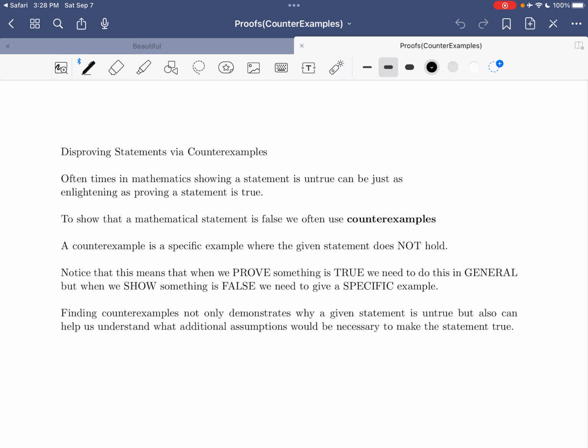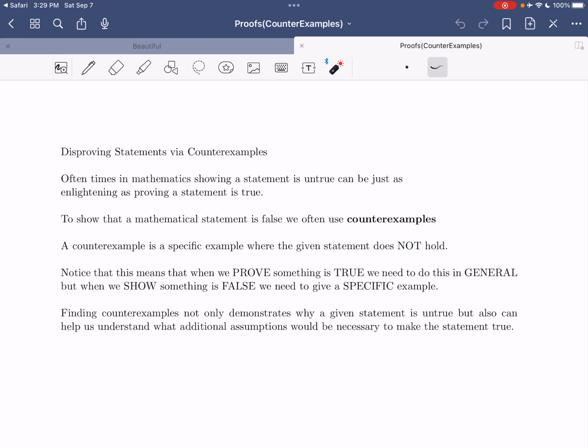Also, to be honest, counterexamples are probably one of the most applicable parts of mathematical thinking to other disciplines, as we'll talk about in just a little bit. So let's get started first with just a brief discussion of what exactly it means to construct a counterexample and why we would even want to do that.